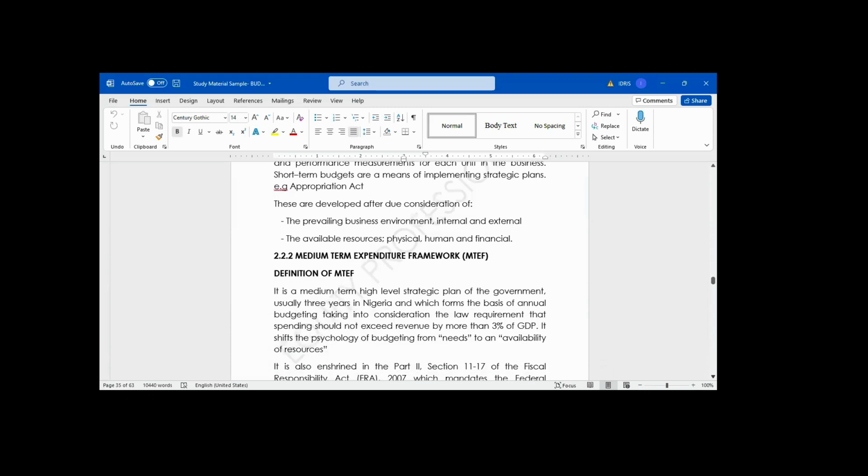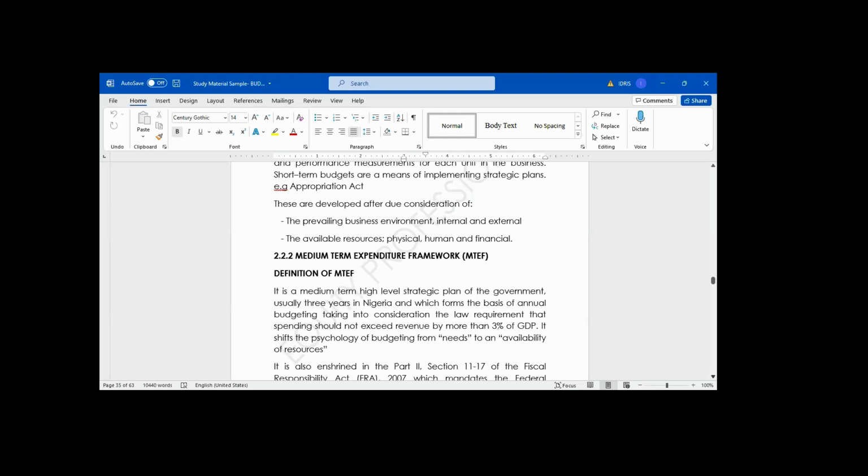We also mentioned medium-term budgets. What is a medium-term budget? We said medium-term budgets are the budgets that range from 3 years to 5 years. An example of a medium-term budget is the medium-term expenditure framework. In Nigeria, we have the medium-term expenditure framework.